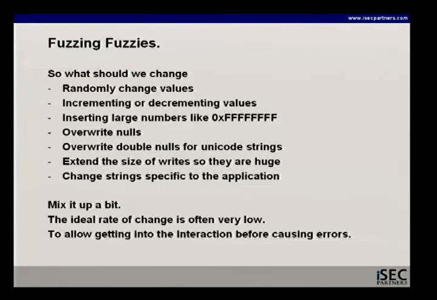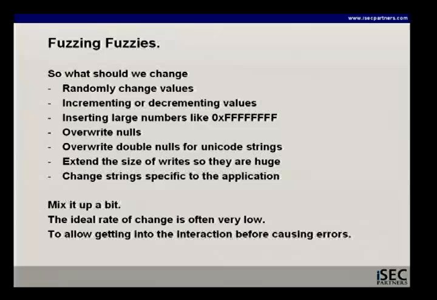This is all standard fuzzer stuff. You can do anything you want. You can change the size of the writes so that they're enormous. You can null them out. You can do things like look for a username, and when you see the username occurring anywhere in there, add some garbage. Mix it up.